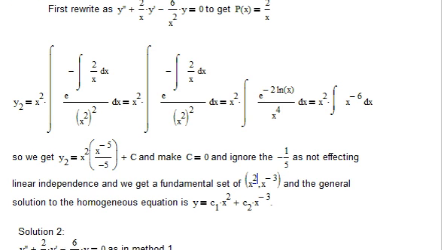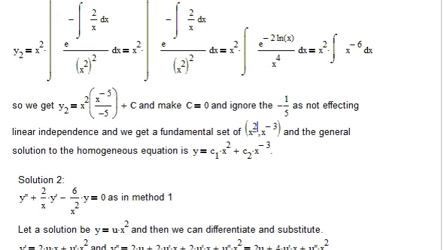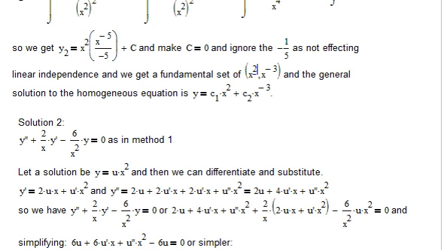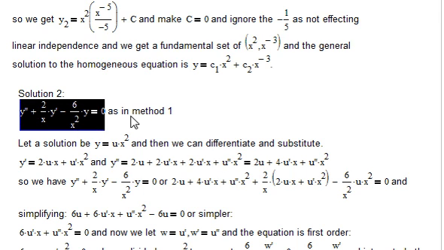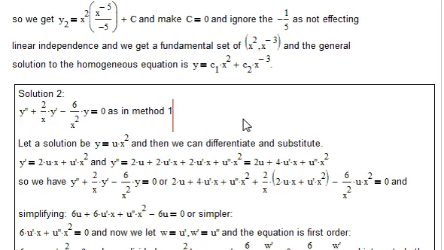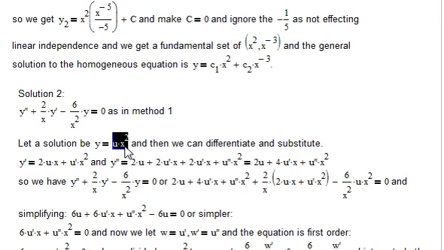Oh, that's hard. Well, that might be a bit hard, but let me show you an alternate path, and you probably like it better than the first way. So we start with our equation, as in method 1, dividing by x squared. And so we assume a solution of the form y equals u times x squared. u is some function, by the way. I didn't want to keep typing u of x. And then we can differentiate and substitute.